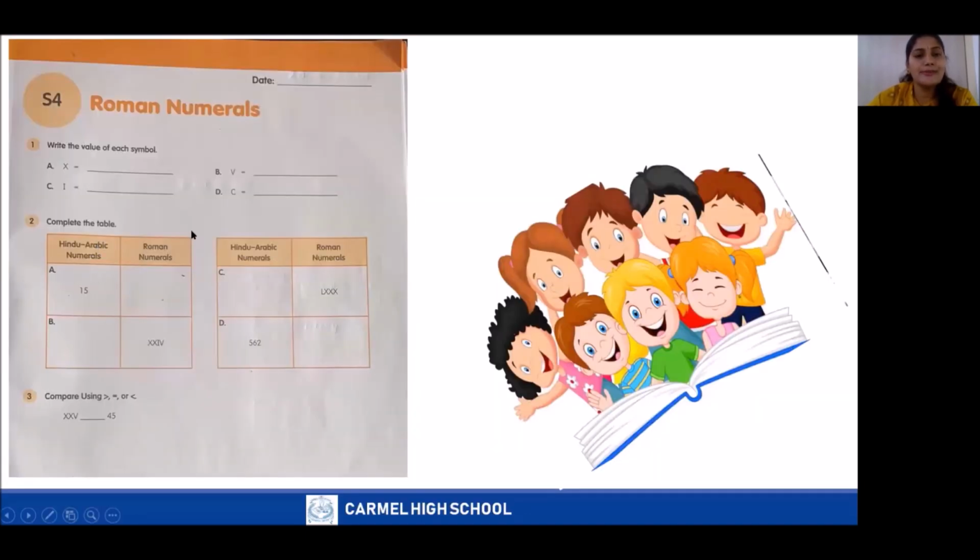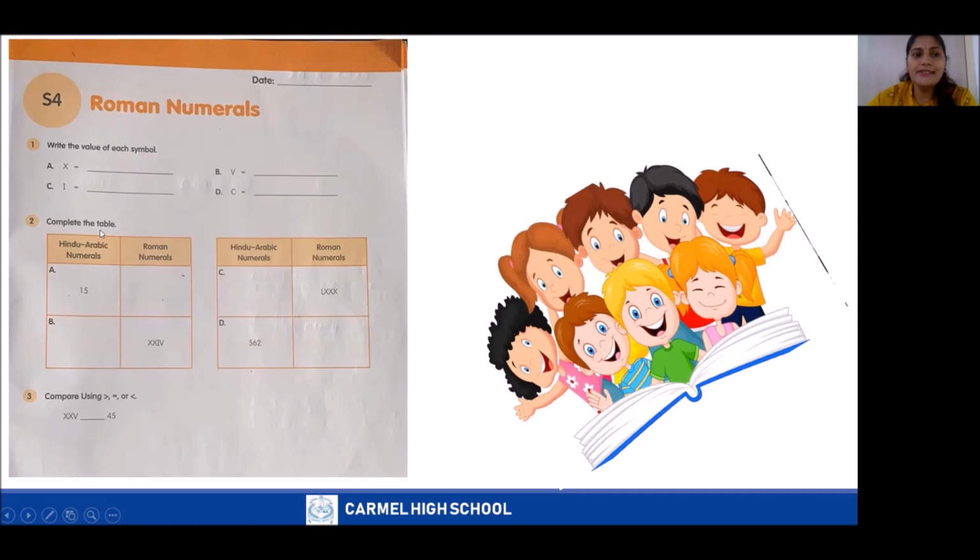Hope you all enjoyed the 2D chatter. If you have enjoyed, show me a thumbs up. Yes. Now it's time for a worksheet. Yes. Take out your workbook S4. And the first question is, write the value for each symbol. Yes. See the symbol and write the value in Hindu-Arabic numeral.